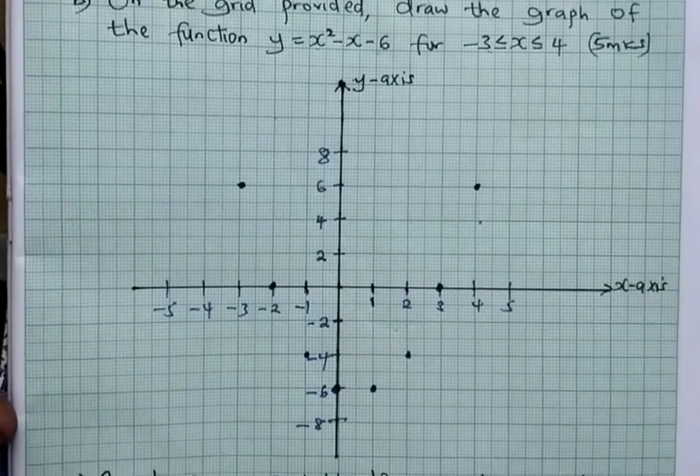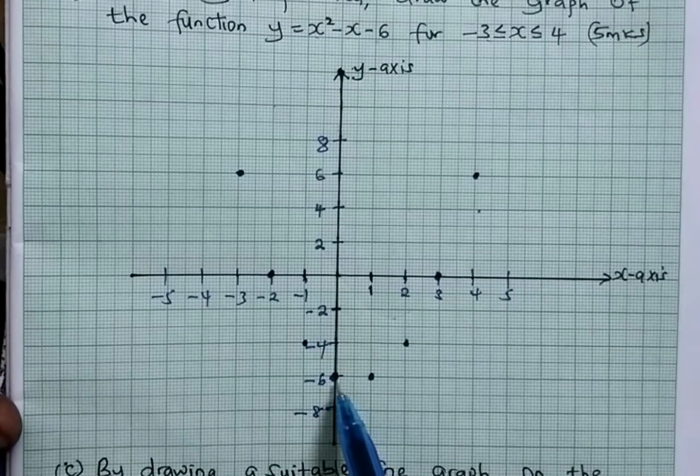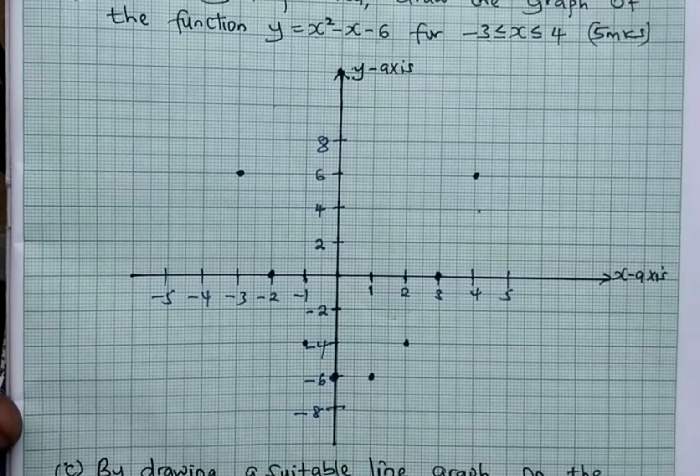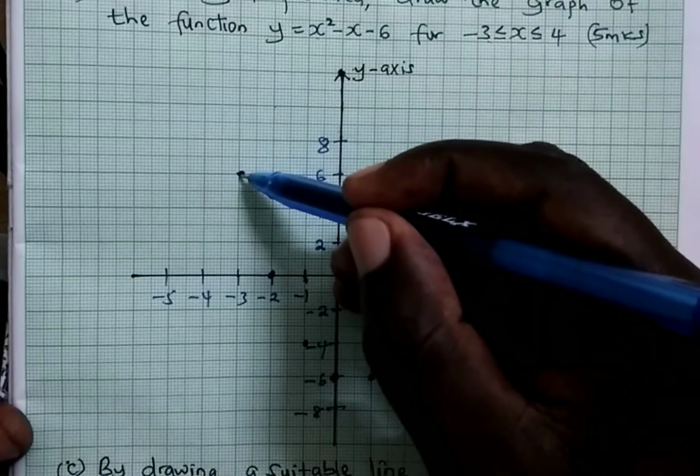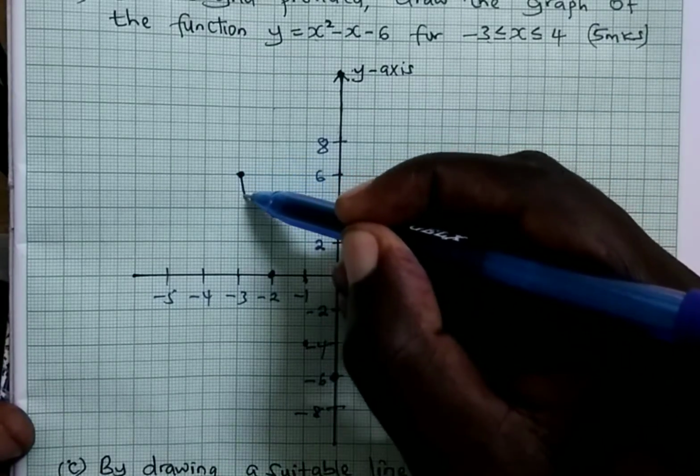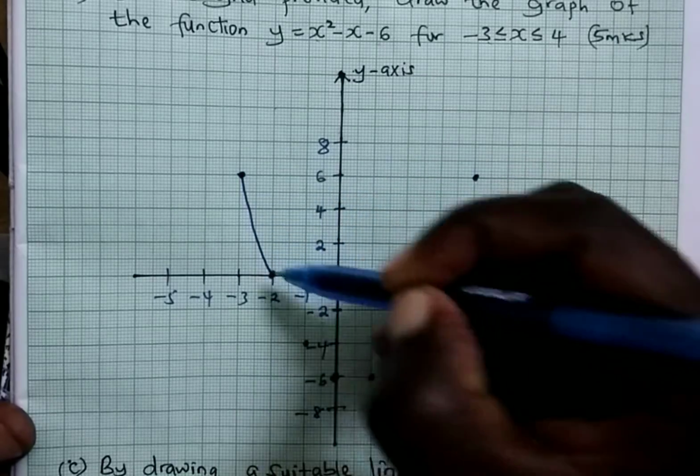Now, when you look at this particular question, you realize our curve is going to turn at this particular point. So let us try joining these points and see where our curve is going to turn. So we come down.